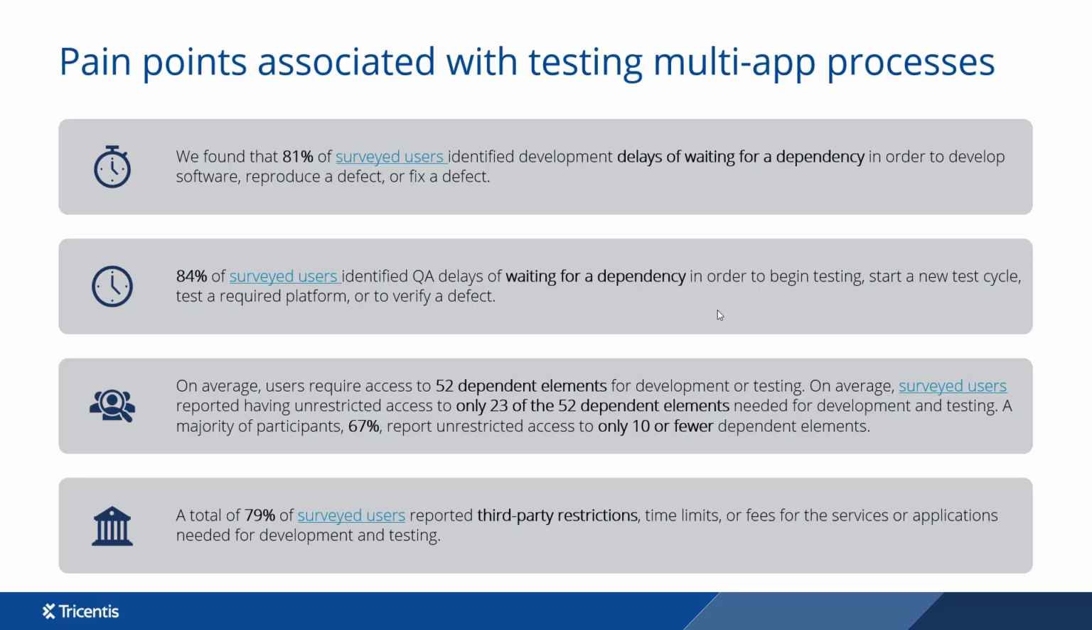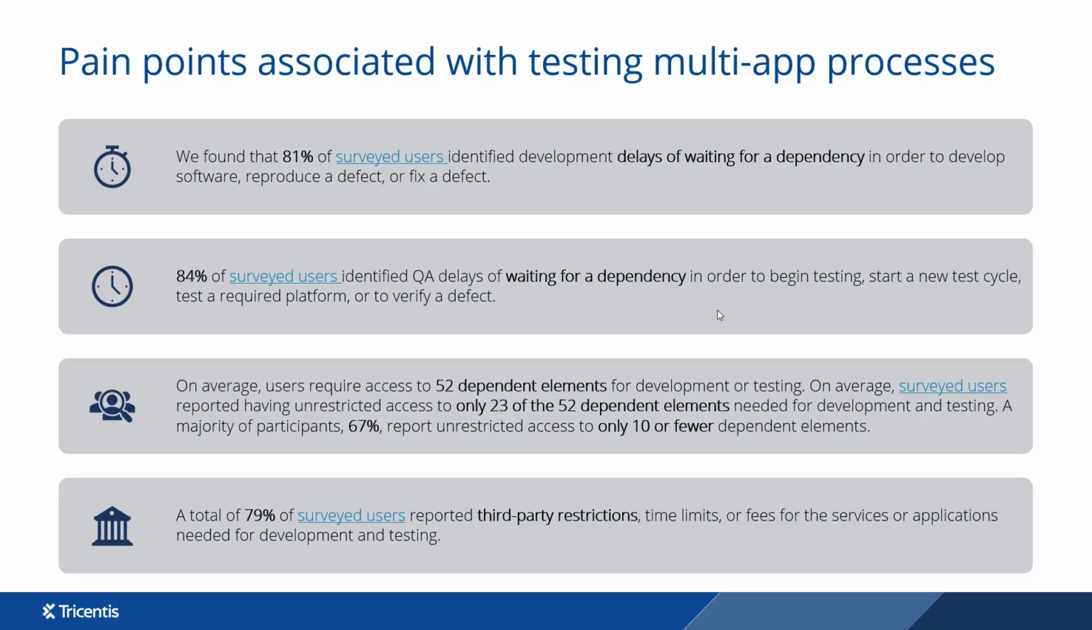Additionally, we have identified there are some real impacts to these missing components in an environment. We found that 81% of our users attributed delays in development because they were waiting for an app or an API to be available before they could build their system. We found that testers were experiencing massive delays associated with starting a new testing cycle because they didn't have all of the necessary pieces together.